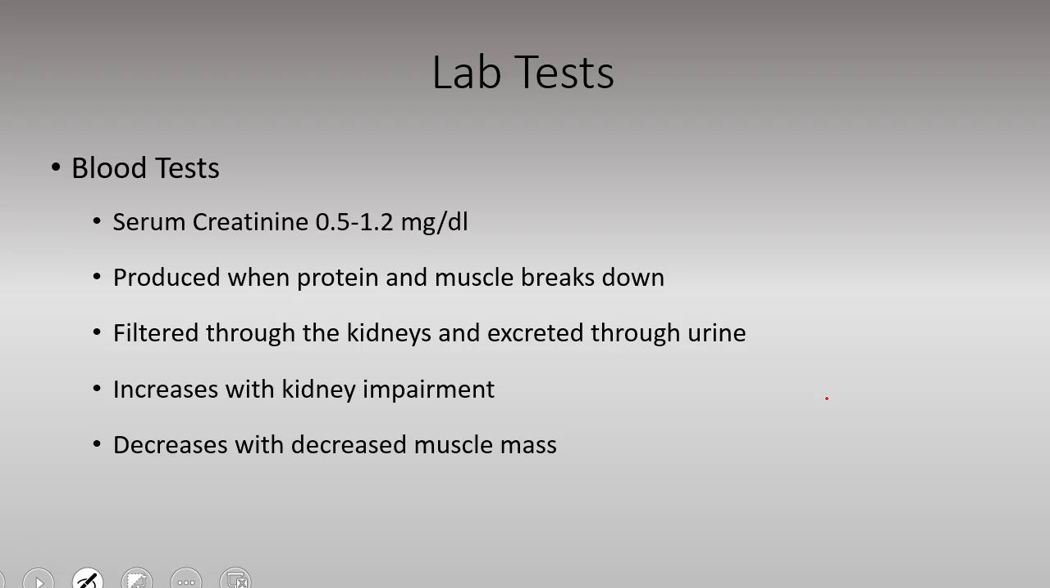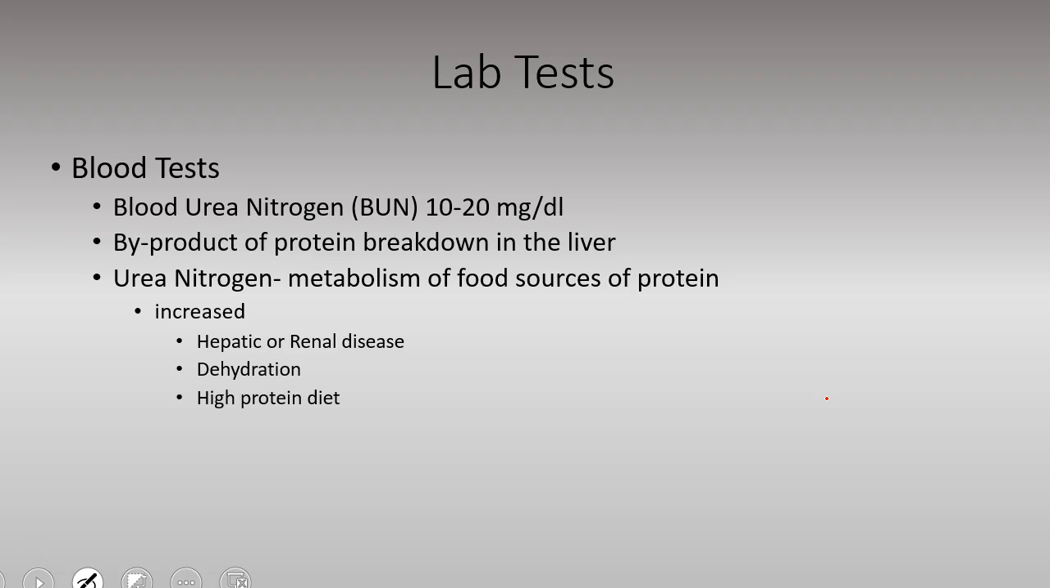Again, based on homeostasis, your body will correct these issues and will keep your serum creatinine level normal, which is 0.5 to 1.2. If those levels go up or go down, it's because there's a problem with the actual kidney.